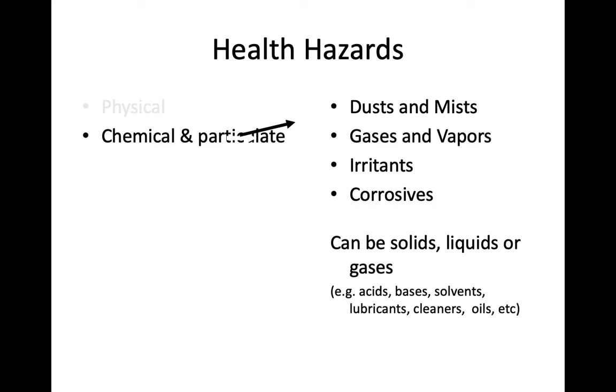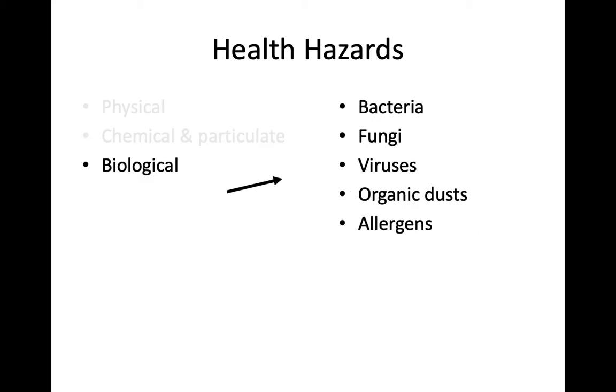So the next hazard is chemicals and particulate. These would include things like dust and mists, gases, vapors, irritants, corrosives. They can be solids, liquids, or gases. Other things could be acids, bases, solvents, lubricants, cleaners, oils, etc. Biological hazards can include bacteria, fungi, viruses, organic dusts, allergens.